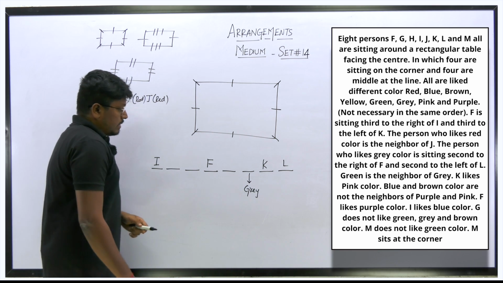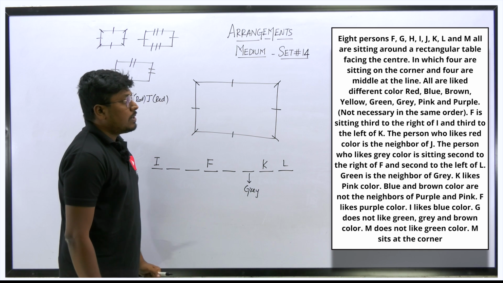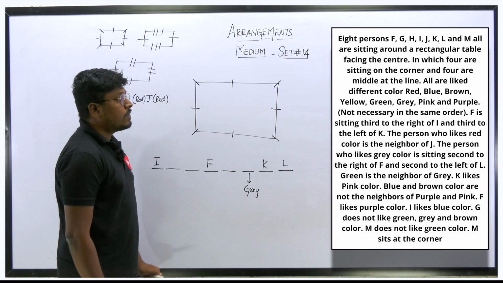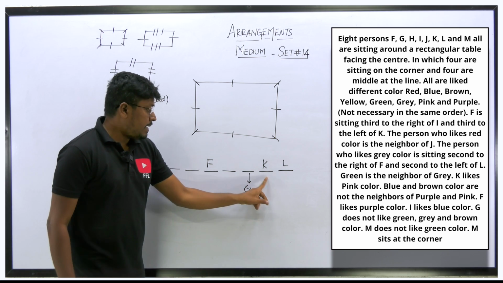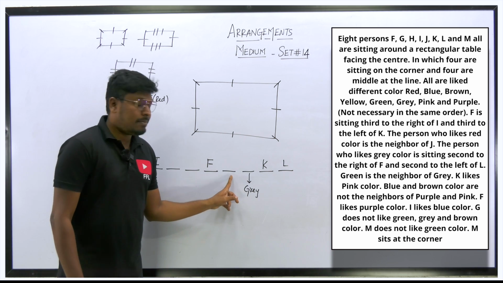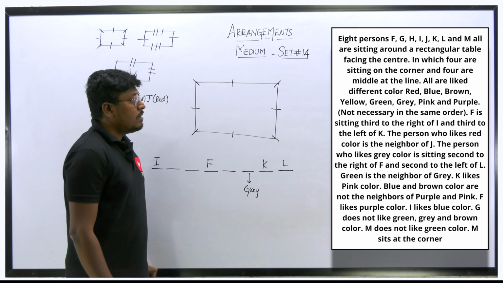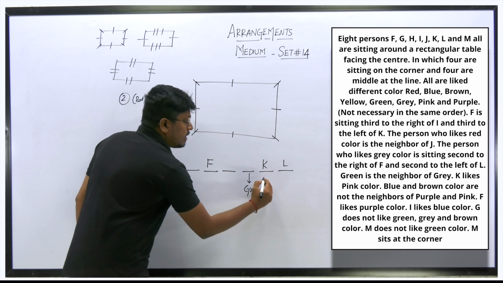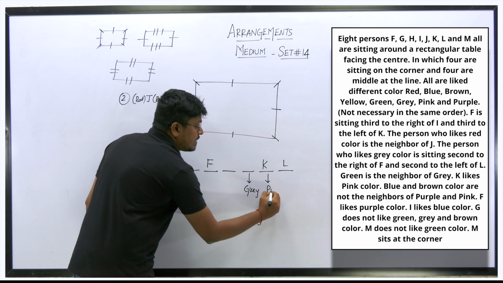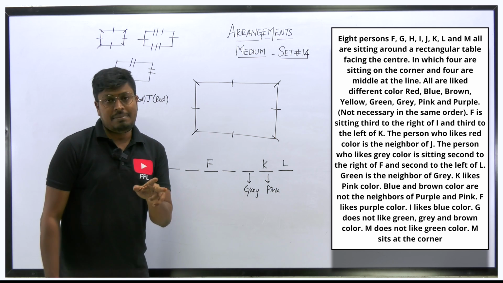That's it. Let me try to read all the remaining points. Green is a neighbor of grey. So either K should be green or this person should be green, because green and grey are neighbors. Next point: K likes pink color. So here the person K likes pink color. It's a direct statement, and we already know that green and grey are both immediate neighbors.